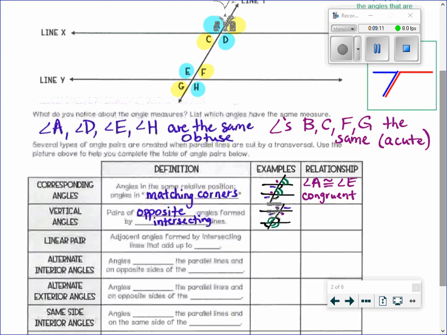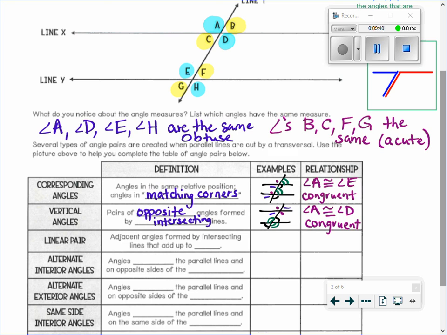So going back to that example, that big example right here, angle A, what is angle A vertical from? D. Angle A and angle D, are they the same color or different colors? Same colors, they're going to also be the exact same measurement. So they are congruent. Angle A and angle D are vertical.